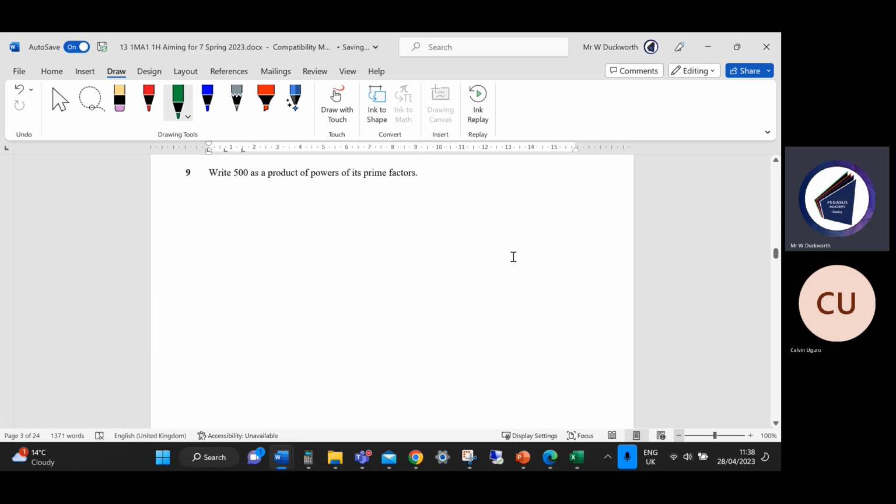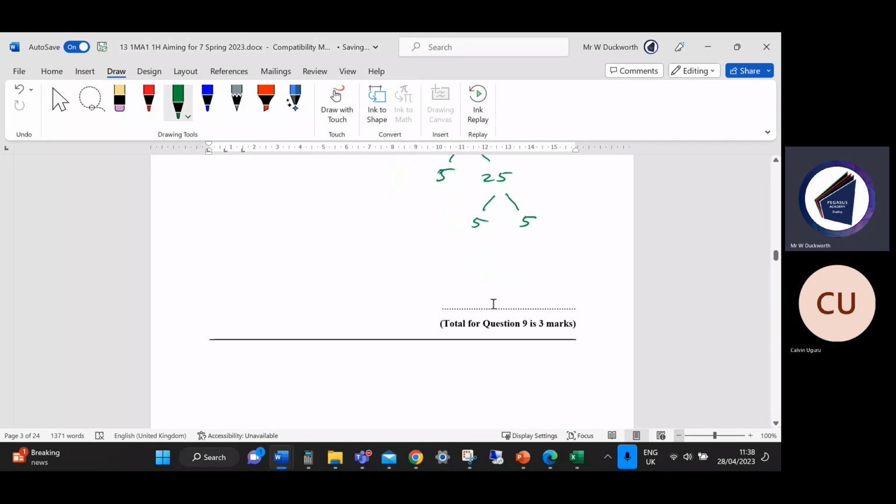Write 500 as a product of its prime factors. Didn't we already have prime factor 1? Okay, so I'm going to treat that as 2 and 250. I'm going to treat that as 2 and 125, which is 5, and 25, which is 5 and 5. So 2 times 2 times 5 times 5 times 5, or 2 squared times by 5 cubed.